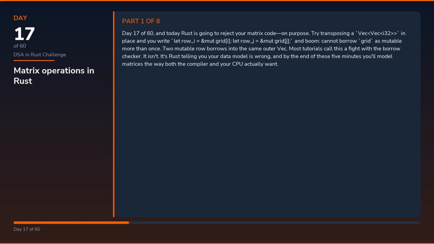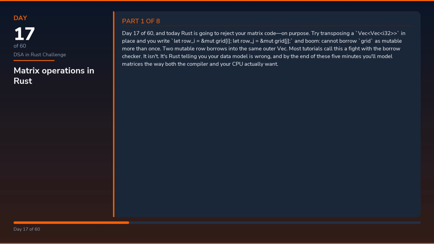Day 17 of 60, and today Rust is going to reject your matrix code on purpose. Try transposing a Vec<f32> in place, and you write let row_i = &mut grid[i], let row_j = &mut grid[j], and boom. Cannot borrow grid as mutable more than once. Two mutable row borrows into the same outer Vec.